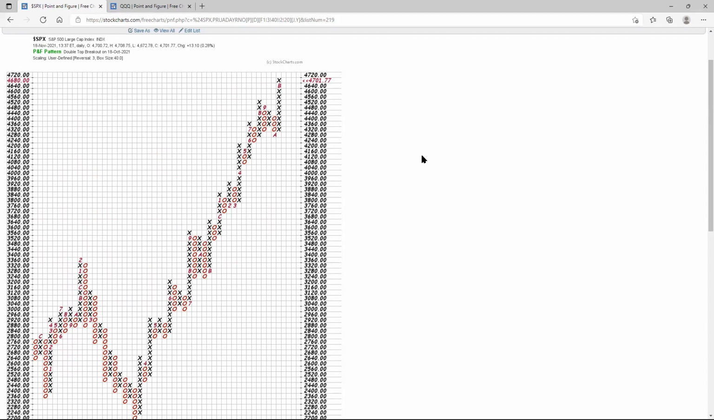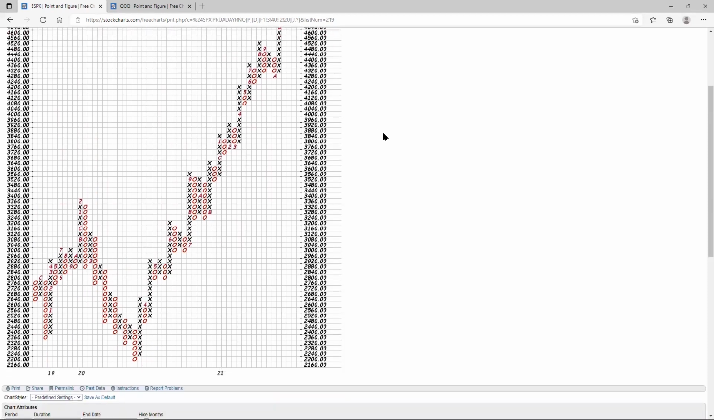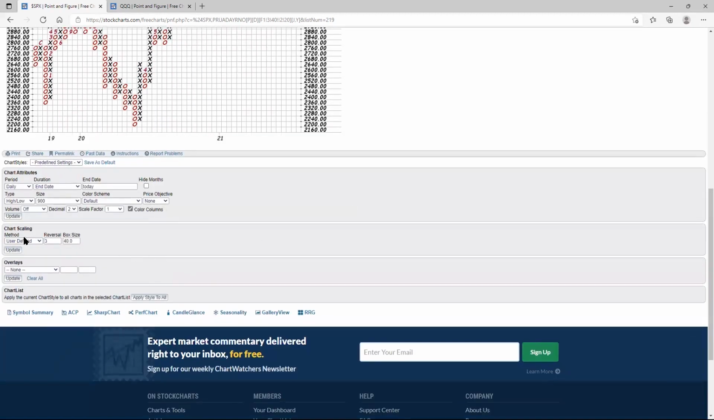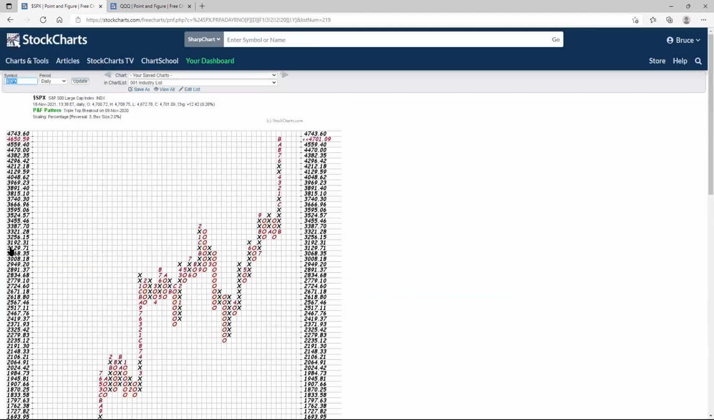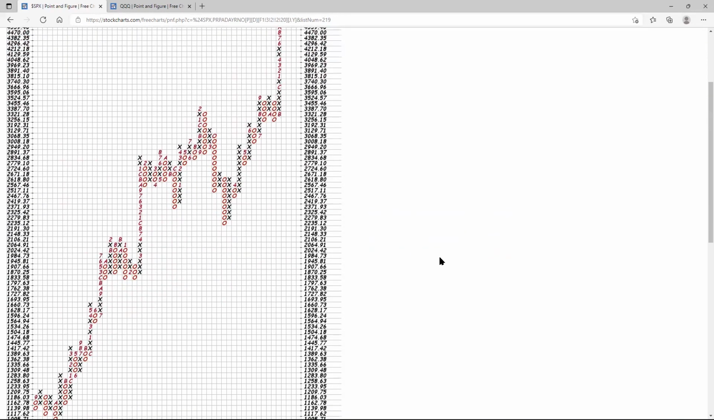Now, let's jump ahead, because this is a good time because of just the sheer nature of this move since 2020. Let's go ahead and put in percent scaling. Now, percentage scaling is really a kind of a different beast. And so here we want to put in 2% right there, box percent. Let's put in 2%, 3 box reversal, see what we get. Interesting. So this gives us a lot more data.